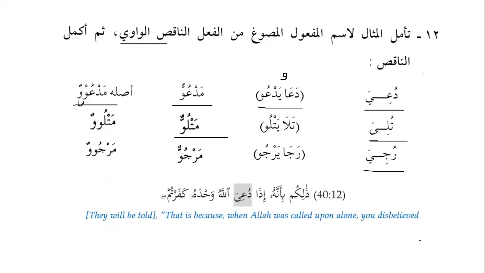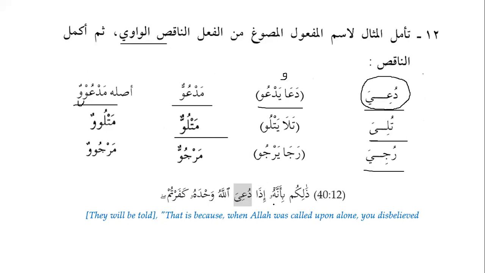And then we have here, these two verbs, the passive forms mad'oon, matlu'un, and marjoon, haven't been used in the Quran. However, we have: ذَلِكُمْ بِأَنَّهُ إِذَا دُعِيَ. So as we can see here, sometimes the passive form will be used by itself, and sometimes we will see that the derived form is used in the Quran, like in the previous example, هَلْ مِنْ مَزِيدٍ. And now we can see over here, إِذَا دُعِيَ اللَّهُ وَحْدَهُ كَفَرْتُمْ.